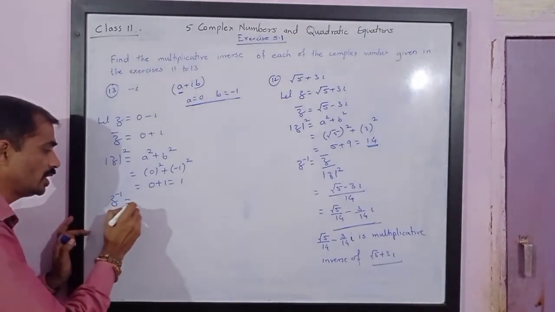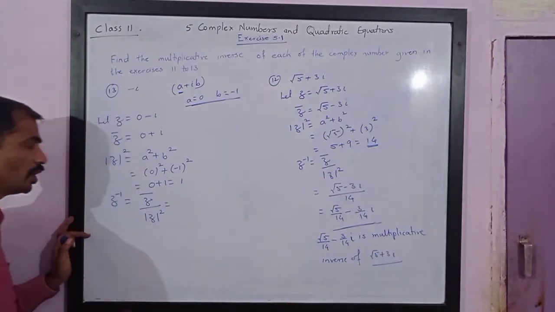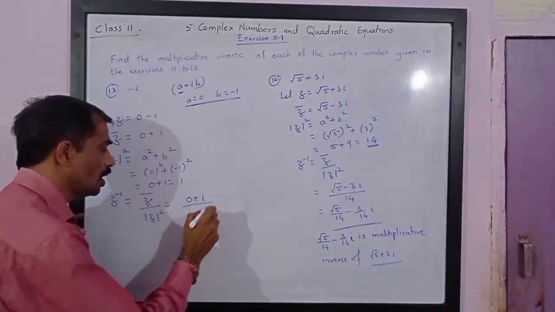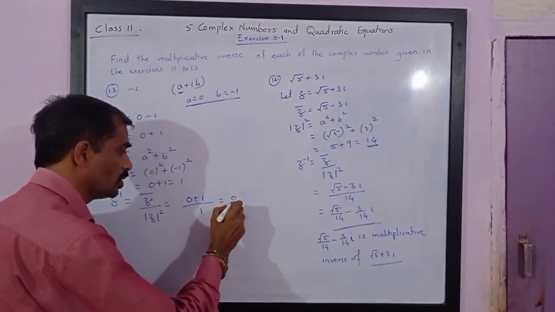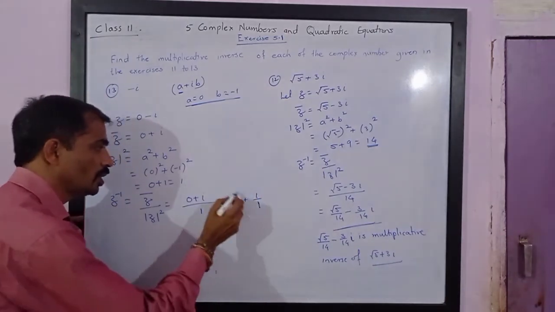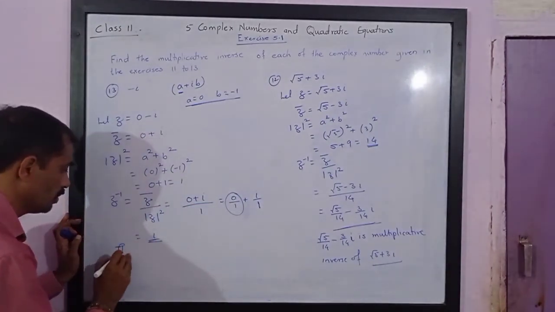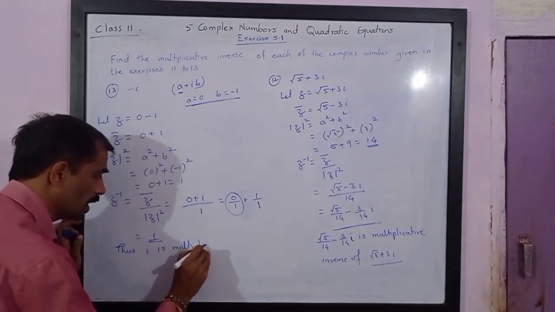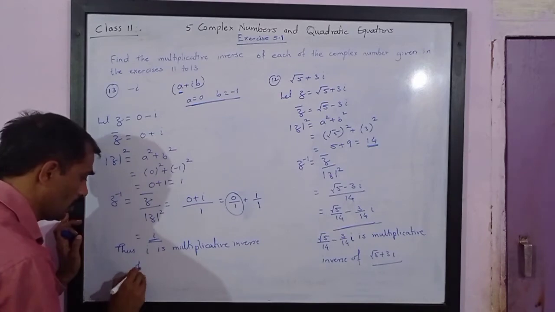Now multiplicative inverse Z inverse is equal to conjugate of Z upon modulus of Z bracket square, that is equal to, so conjugate of Z is 0 plus I upon modulus of Z square, which is 1, so this is equal to 0 upon 1 plus I upon 1. Please note, again it becomes 0, so this is equal to only I. Thus I is multiplicative inverse of negative I.